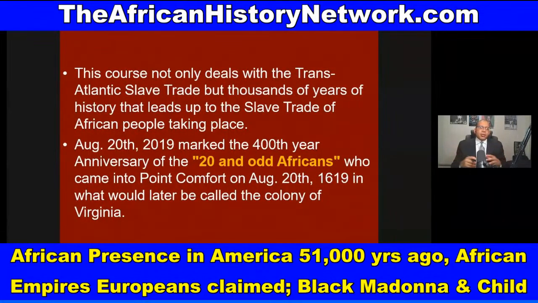This course not only deals with the transatlantic slave trade, but with thousands of years of history that lead up to it. August 20th, 2019 marked the 400th year anniversary of those 20 and odd Africans, or 20 and odd Negroes, who came into Point Comfort on August 20th, 1619, in what would later be called the colony of Virginia. This was on the White Lion, an English pirate ship.